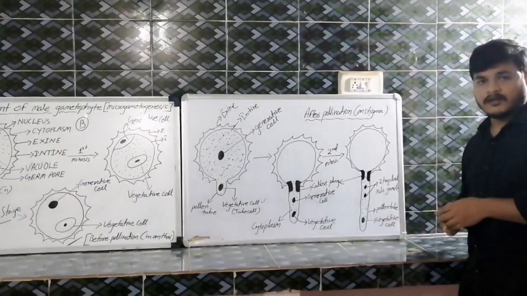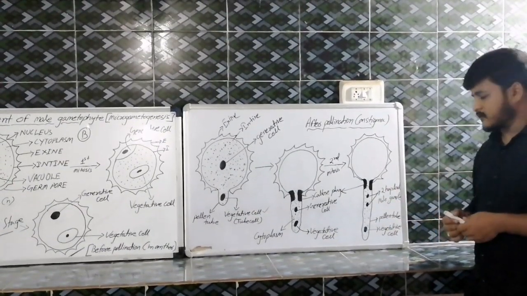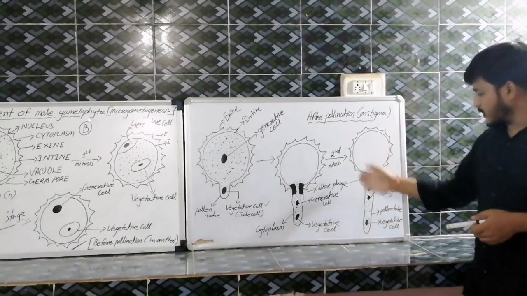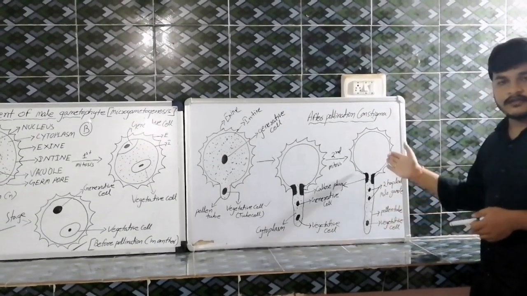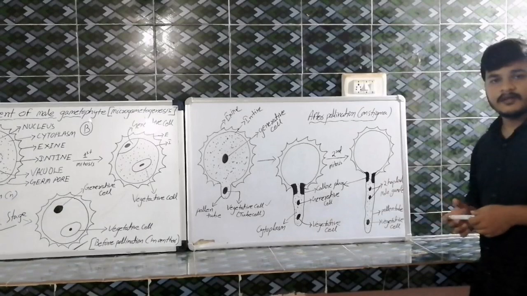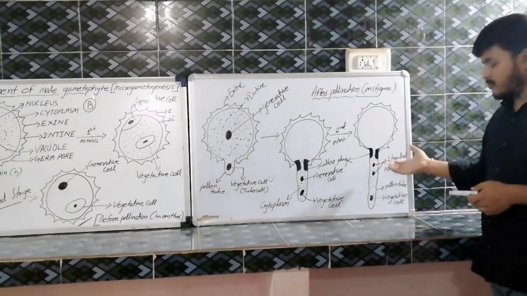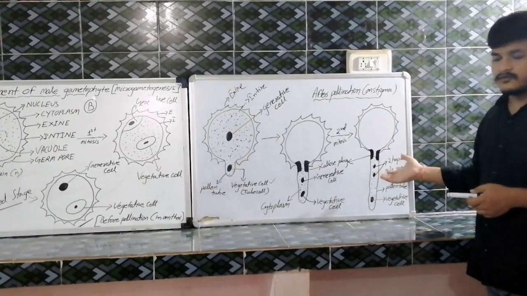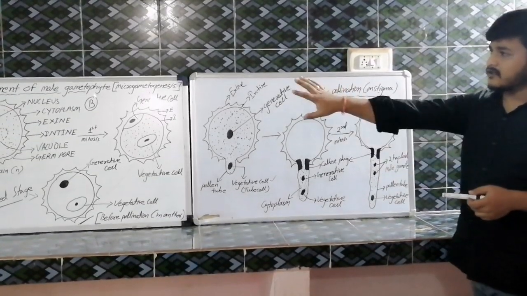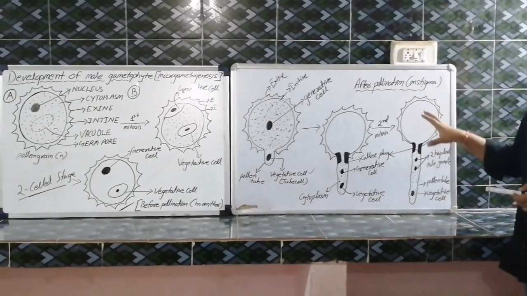That means in future double fertilization takes place here, and this total mechanism, the scientific term, is otherwise known as siphonogamy. We also say that it is the siphonogamy stage. That is all about the development of the male gametophyte.